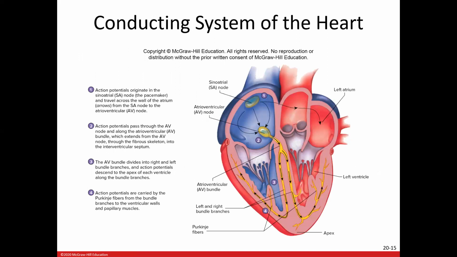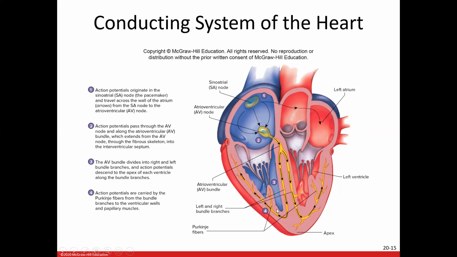So to show the actual process of how it moves through, the action potential will always be initiated by the pacemaker, which is the sinoatrial node, the SA node. When an action potential is initiated, it will cross the atrium, the right atrium, into the atrioventricular node, the AV node. That AV node will then pass the action potential along to the atrioventricular bundle, which will branch into the right bundle branch, and then the left bundle branch, going to the right and left ventricles.